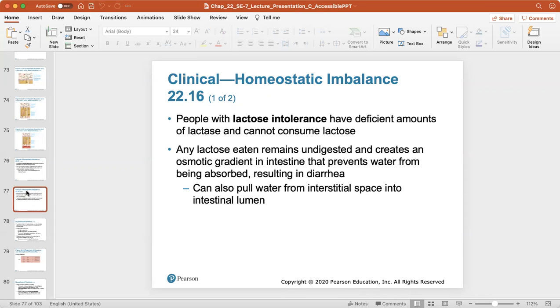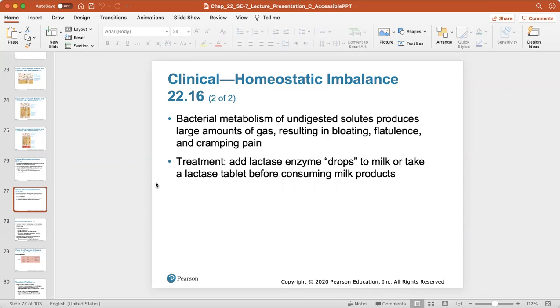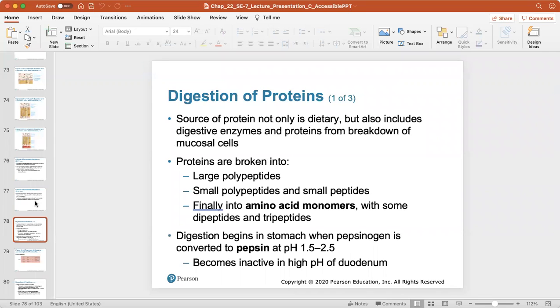Bacterial metabolism of undigested solutes can produce large amounts of gas, resulting in bloating, flatulence, and cramping pain. And the treatment is to add lactase enzyme drops to milk or to take a lactase tablet before consuming milk products to help digest the lactose.